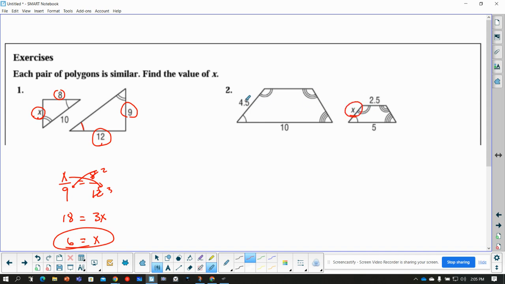Here's my x. X is matched up with this 4.5. These are sitting the same way, right? 2 arcs, 2 arcs, 1 arc, 1 arc, 3, 3. So they're sitting the same way. That makes it easier to identify what goes together. The 4.5 goes with the x.